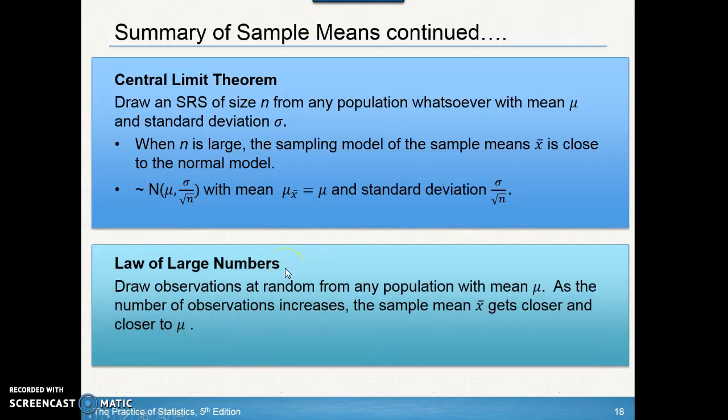Okay, now the law of large numbers tells us that if we draw observations at random from any population with mean mu, as the number of observations increases, the sample mean X bar gets closer and closer to mu. So basically, the law of large numbers just tells us that when we increase our sample sizes, so instead of taking samples of 100, if we take a sample size of 200, find the mean, put it on the graph. Another sample size of 200, GPAs, put it on the graph. Another sample size of 200. Since I increase that sample size, when I take the mean of all of the means, it's going to get closer to the true population mean.